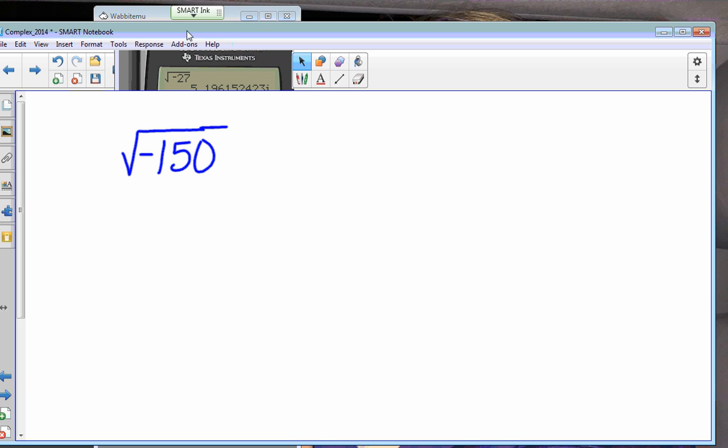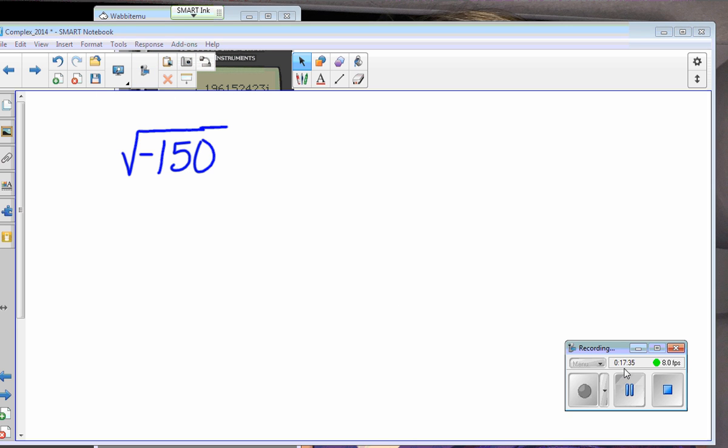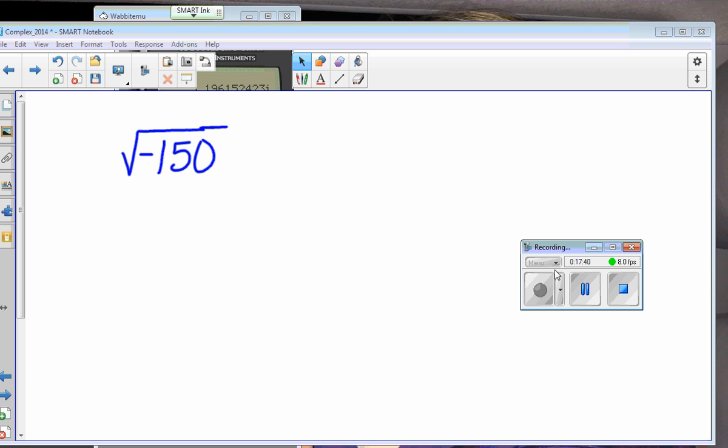So go ahead and do that for me. Square root of negative 150. Try to reduce that. Think about what numbers go into it. Think about the perfect squares. 25 does go in it. 25 times what is 150? Good. So 25 times 6.